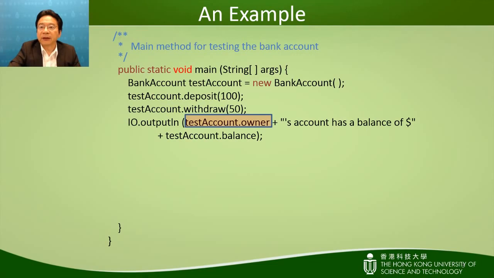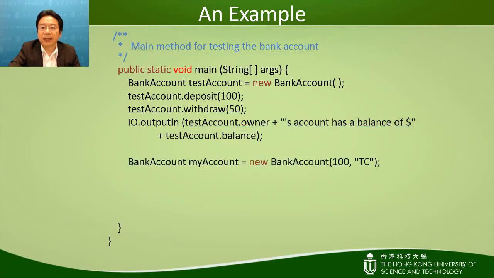There are three parts of the message to be printed out. The first is the name of the owner for test account, again by using the dot operator between test account and the instance variable owner. The second is a character string enclosed in double quotes. The third is the amount of balance for the test account. Notice that the instance variable balance is of type double, so it will be converted to a character string before being printed out. The two plus signs between the three components will concatenate the three character strings together.